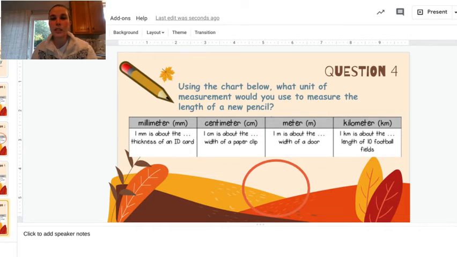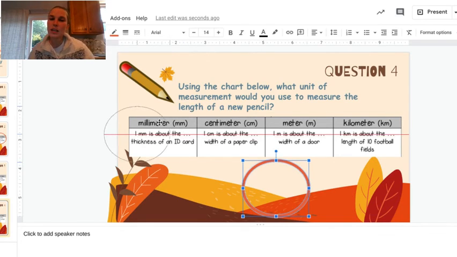The last question. Using the chart below, what unit of measurement would I use to measure the length of a brand new pencil? So again, 10 football fields, way too long. The width of a door, a little too long. Thickness of an ID card is a little too small, so I'm going to use a centimeter. It's about the width of a paper clip.